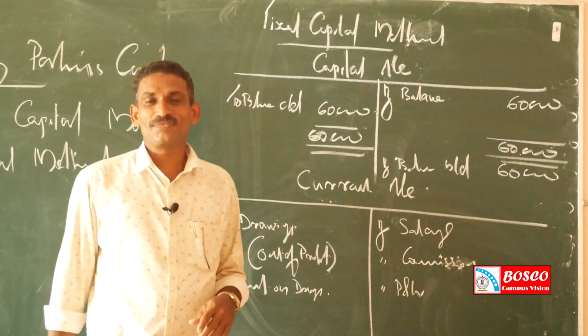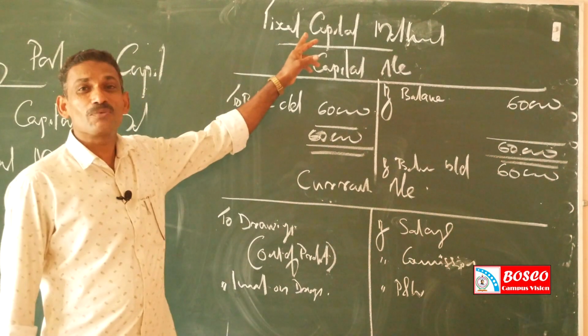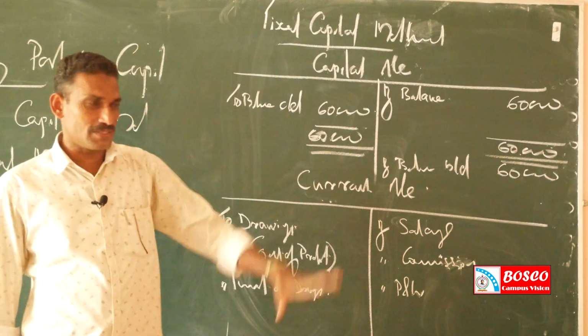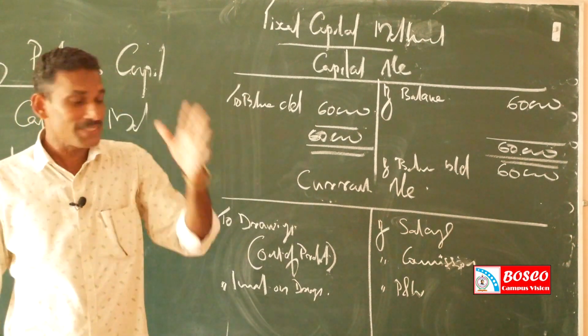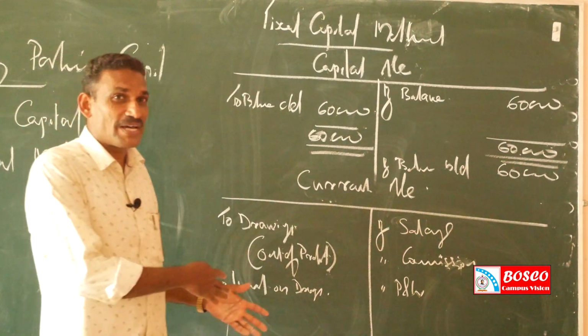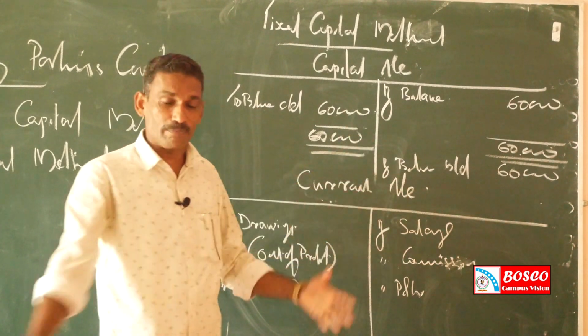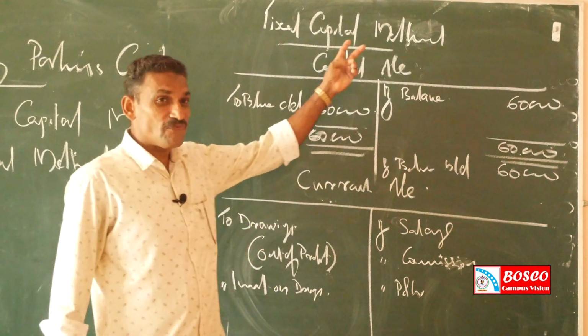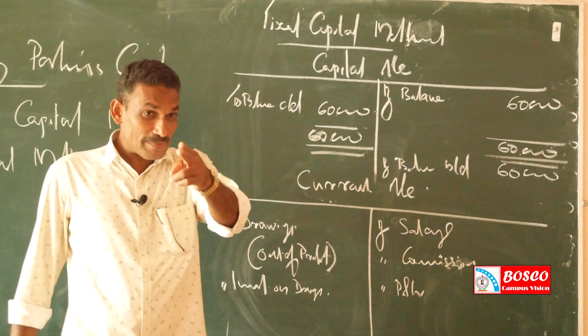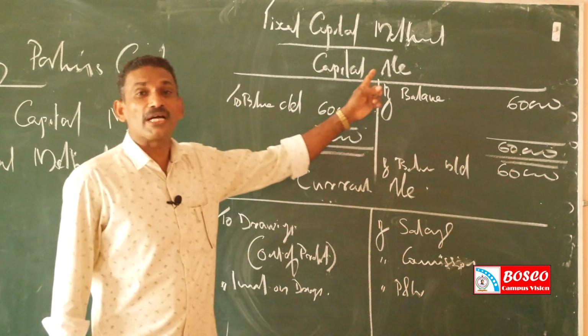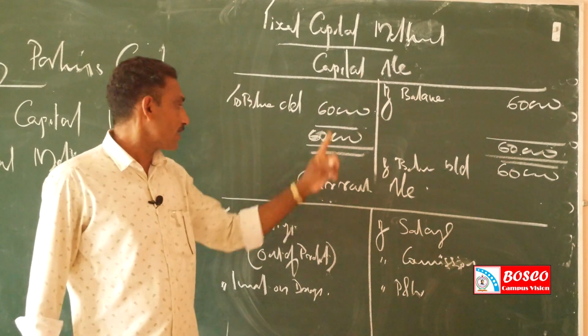Yes. Now we are going to discuss the fixed capital method. Firstly, we studied the fluctuating capital method. There, the closing balance will fluctuate from opening capital. So what is fixed capital method? Under fixed capital method, we need two accounts, that is capital account and current account.